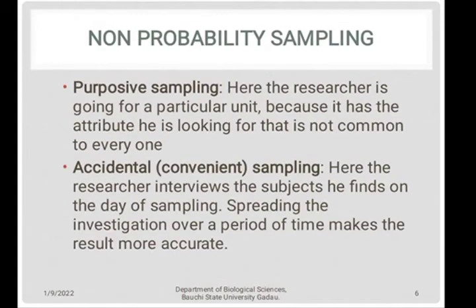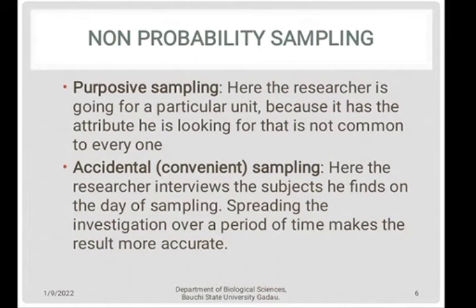While in non-probability sampling, where not every item is given the chance to be involved, we have purposive sampling. Here, the researcher is going for a particular unit because it has the attribute he is looking for that is not common to everyone. Let's take, for example, you want to work on the techniques used in a filling station. You definitely have to go to a filling station, which makes it purposive. Or you are trying to carry out your research on gene banks, you have to go to gene banks.